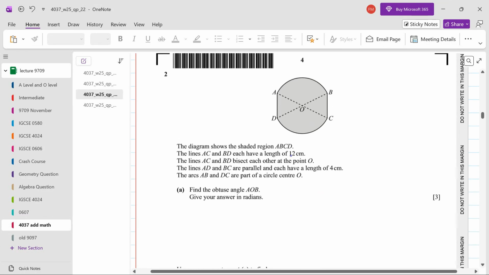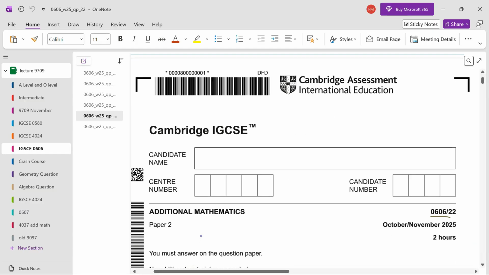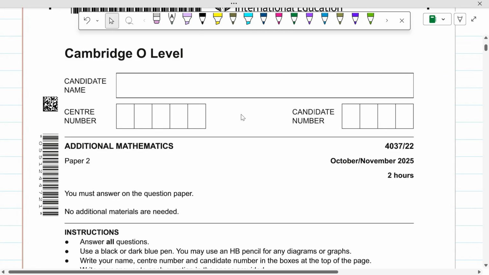So I always suggest my students who are doing 4037 that you should also solve 0606, because both are additional math and their course and the topics are the same. So those who are doing 4037 should also follow the 0606, and those who are doing IGCSE 0606 should follow the O level 4037.